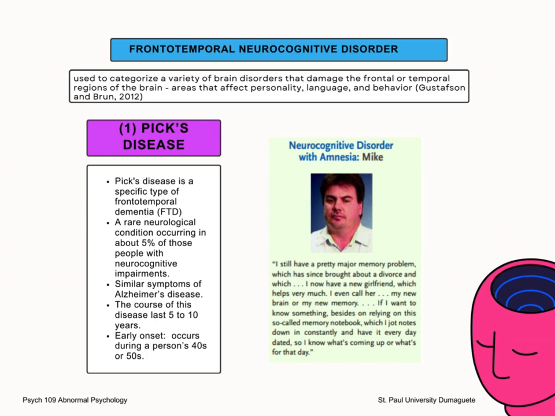So for Pick's disease, this is a rare neurological condition occurring in about 5% of those people with neurocognitive impairments. This has somewhat similar symptoms to Alzheimer's disease, and the course of the disease lasts up to 5 to 10 years. Early onset occurs during a person's 40s or 50s.